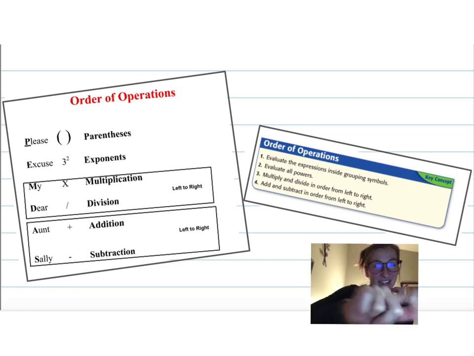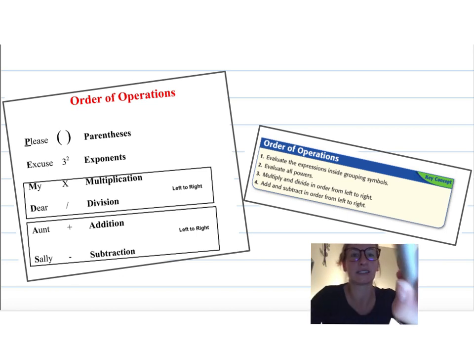Remember, it just shows parentheses there, but it's not always just parentheses. Remember, grouping symbols. A good thing people use to kind of memorize the order PEMDAS, parentheses, exponents, multiplication, division, addition, subtraction, is please excuse my dear Aunt Sally. And if that helps you, that's great.